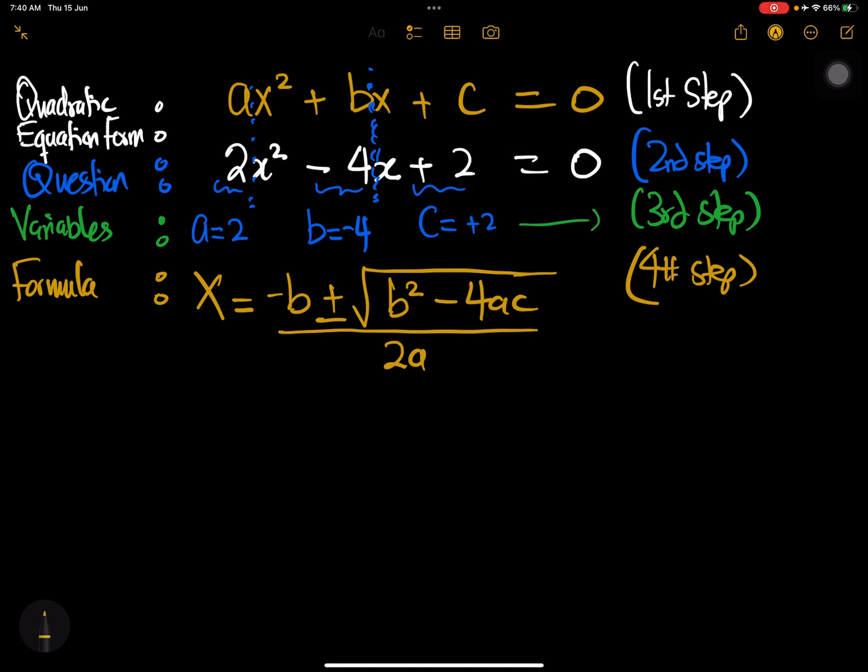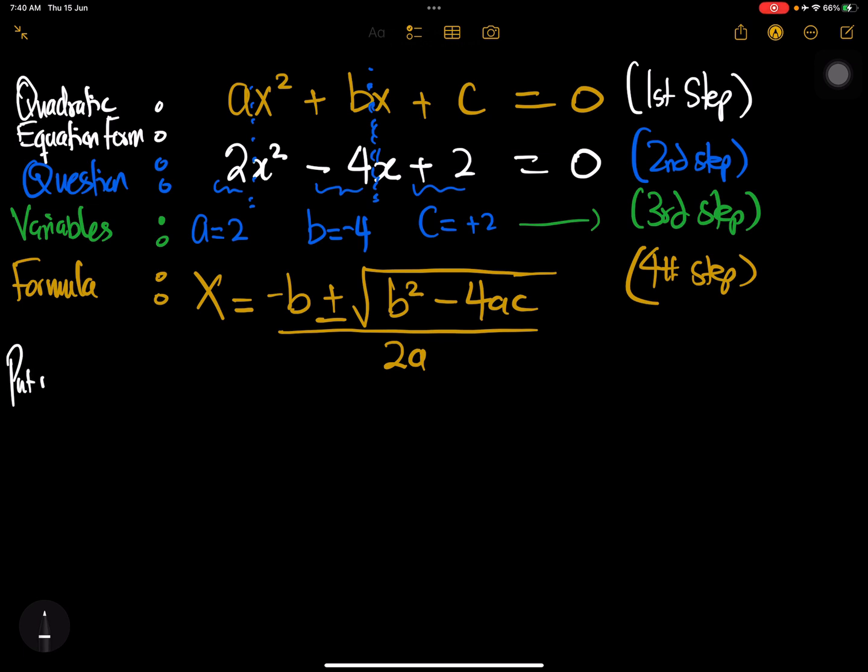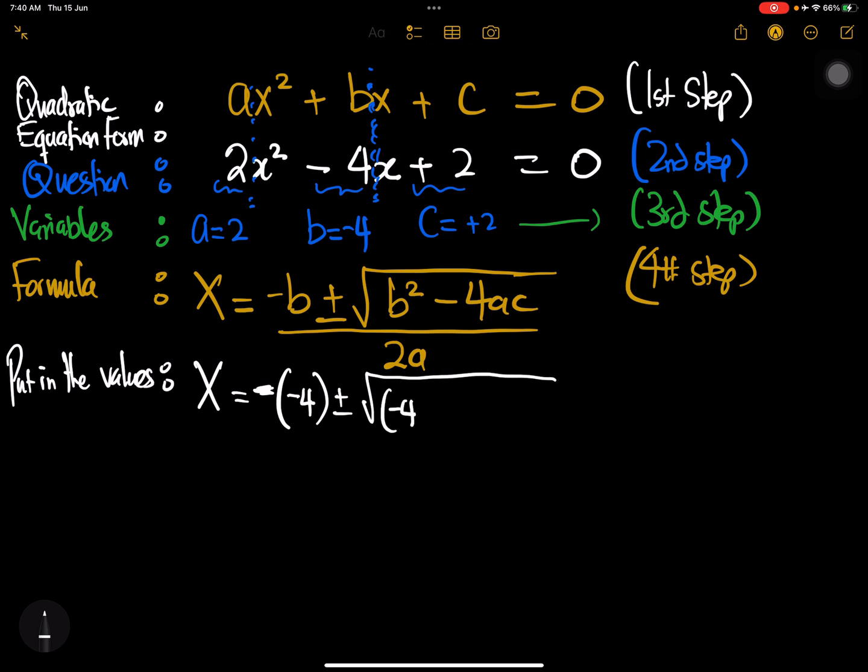Now the fifth step is to plug in the values. We chuck in the values. That's our fifth step. So our x is going to be what? Remember, it's minus b. So minus comes first. And what is our b? Our b is minus 4. Don't forget that. The b is minus 4, but there's a minus in the formula before the b. And we also have plus or minus the square root of b squared. What's b? B is minus 4, and then you square it.